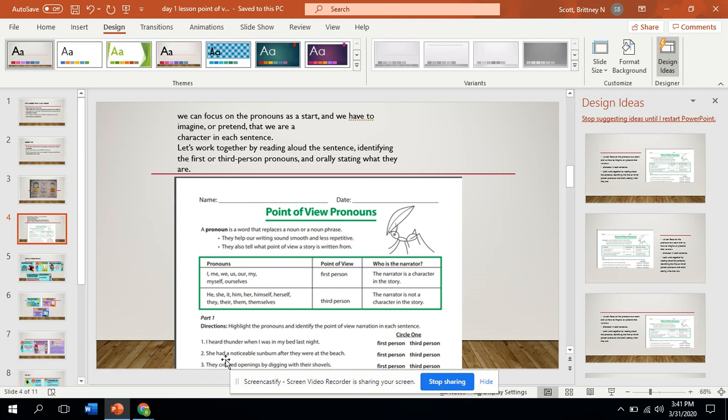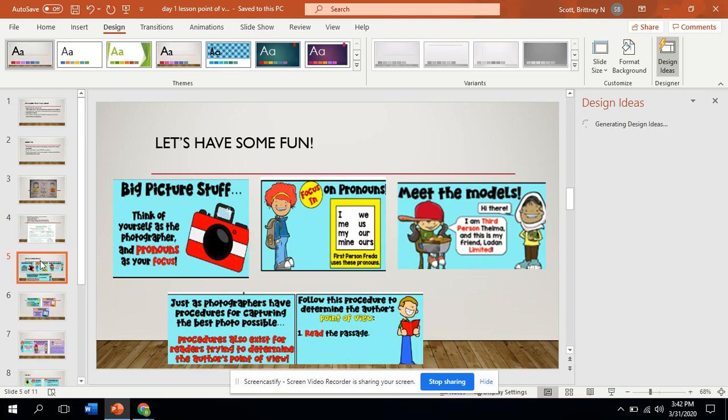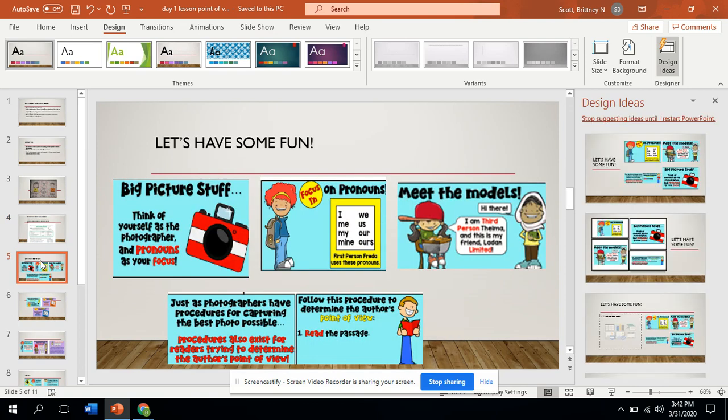Number two, she had a noticeable sunburn after they were at the beach. Okay, so I'm looking for a key pronoun. I see she, and that means that it's going to be third person point of view. Number three, they created openings by digging their shovels. My pronoun here is they. So if I go back up here, I see they in my pronoun, and that means that this is going to be third person point of view.